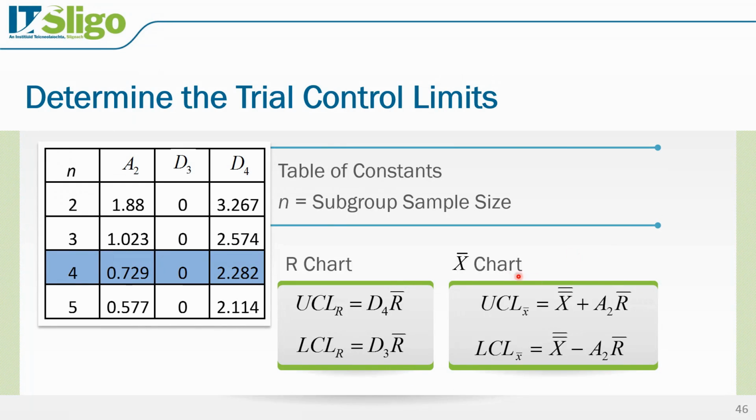On the X-bar chart, the upper control limit is X-bar, in other words, the center line for our X-bar chart, plus A2 times R-bar. And we see the value of A2 over here. The lower control limit is X-bar minus A2 times R-bar.